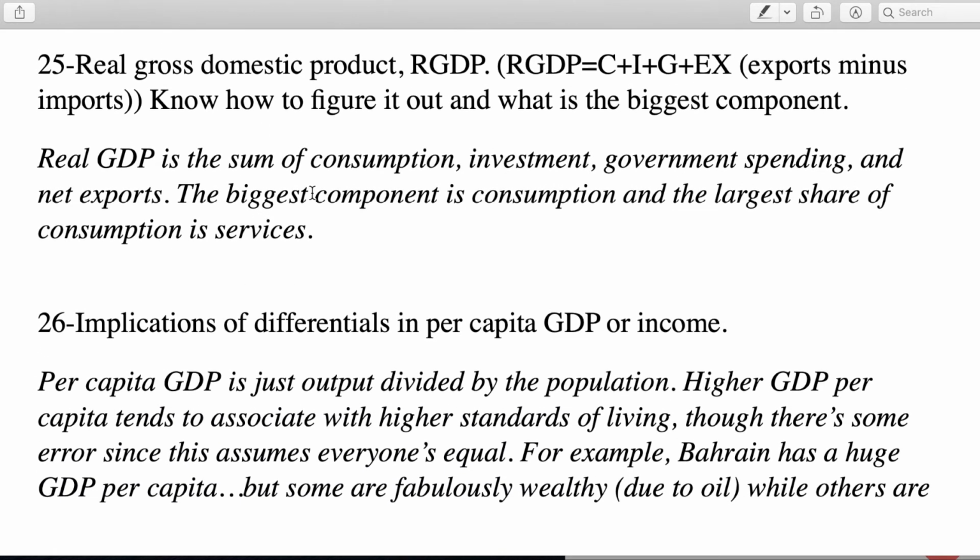So real gross domestic product, real GDP, is going to be C plus I plus G plus EX, right? C is consumption, I is investment, G is government spending, EX is net exports. So real GDP is the sum of consumption, investment, government spending, and net exports. Consumption is the largest component, and the largest share of consumption is services. Consumption's typically by households, investment typically by business, government spending strictly by the government, and then net exports, that's just literally exports minus imports.